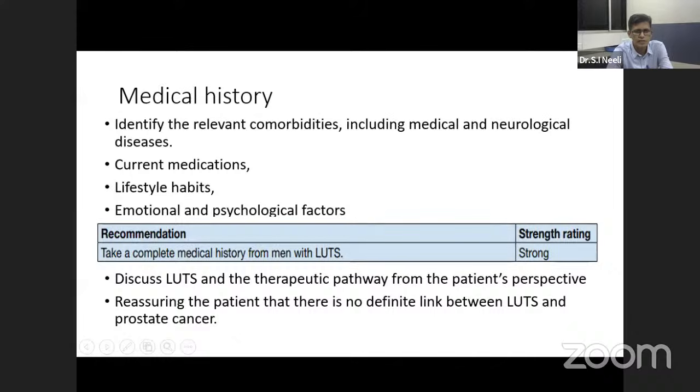So when we assess the symptoms, we should also make, at the same time, a therapeutic pathway, like how to deal with all these conditions which are responsible for the patient's problems, as well as to reassure the patient that there is no definite link between LUTS and prostate cancer, which most of the patients are concerned about.